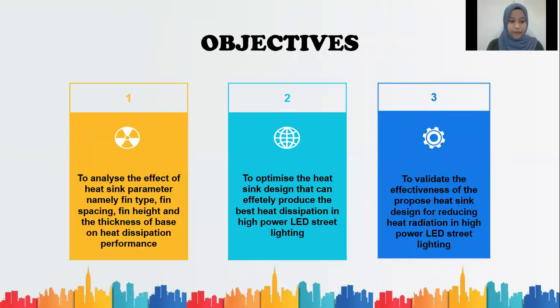For the objective, there are three objectives. First one, to analyze the effect of heatsink parameters, namely fin type, fin spacing, fin height, and the thickness of base on heat dissipation. Second, to optimize the heatsink design that can effectively produce the best heat dissipation in high power LED street lighting. And third, to validate the effectiveness of the proposed heatsink design for reducing heat dissipation in high power LED street lighting.